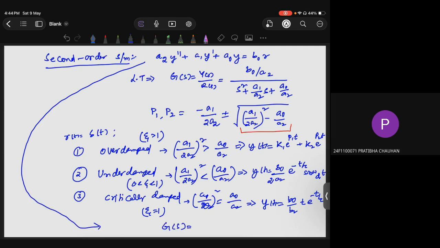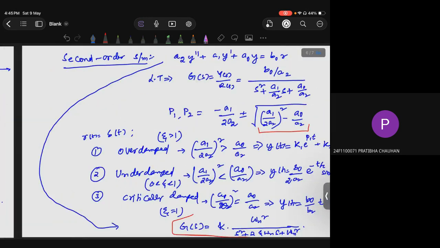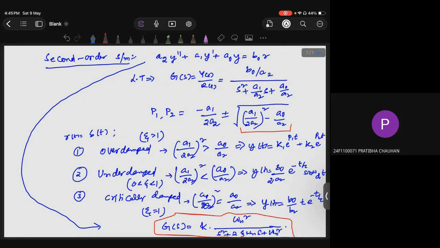G of s is equal to k omega n square divided by s square plus 2 zeta omega n s plus omega n squared. Hope this is clear. Yes, sir. Okay, so this will be the general format. You can write this equation by replacing the numerator with omega n and the denominator with these corresponding terms. So this will be the format for the transfer function.